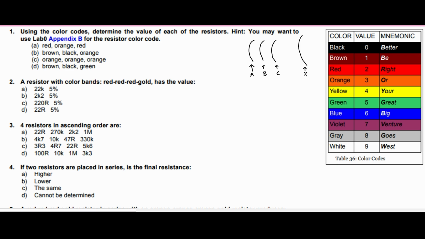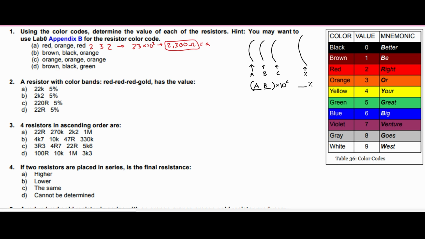So when we write this out, we are going to have an A. We are then going to have B. And then this is being multiplied by 10 to the C. And then after this, we are just going to have some percentage, and this is the plus minus tolerance. In part A of 1, we have red, orange, red. Red, orange, red is going to be 2, 3, 2. So we can write this out as 23 with a 10 squared, or 2,300 ohms of resistance. So that is the answer for part A.